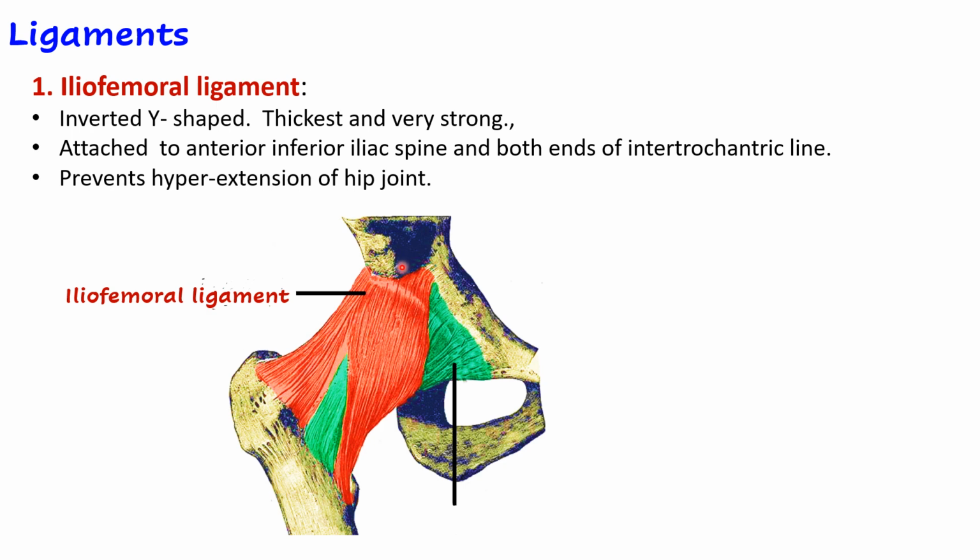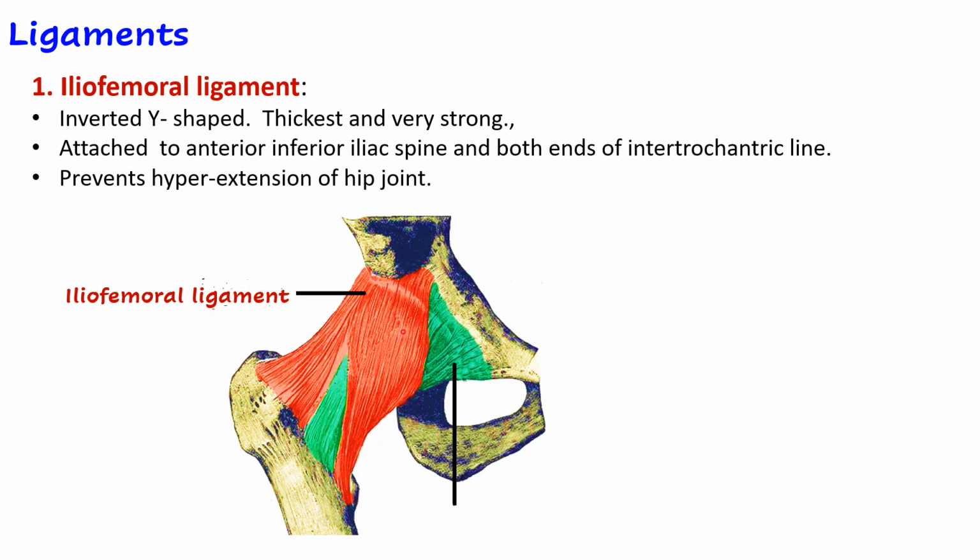Now it is attached here you can see on the hip bone to the anterior inferior iliac spine. So this is anterior inferior iliac spine, and on the femur it is attached to the intertrochanteric line. Now as this is Y shaped, you can see here, it has got 2 limbs, medial. This is the medial one, sorry, and this is the lateral one, right? They are the strong bands. So it has got medial and lateral strong bands, and the intermediate area is very thin, right?